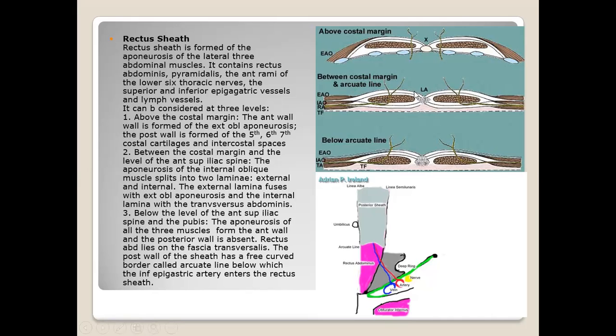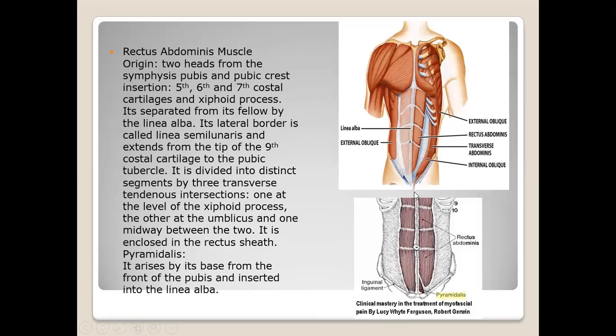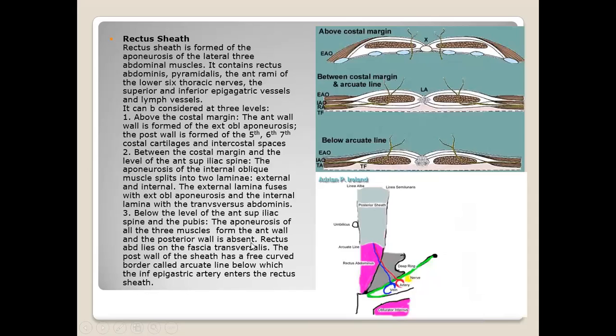So this rectus sheath is formed of the aponeurosis of all three lateral abdominal muscles: external oblique, internal oblique, and transverse abdominis. All these three contribute in the formation of the rectus sheath. It contains the rectus abdominis muscle as well as the pyramidalis muscle. We already saw that inside this rectus sheath we have the rectus abdominis, and below we have the small muscle called the pyramidalis.